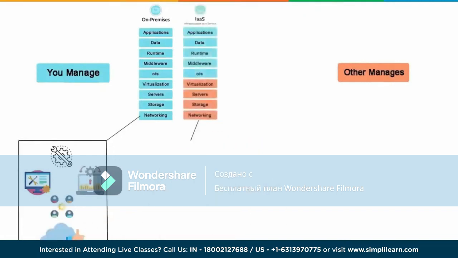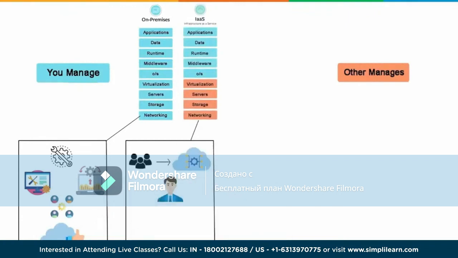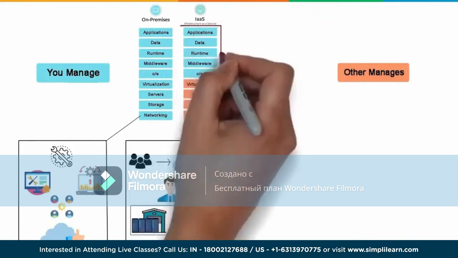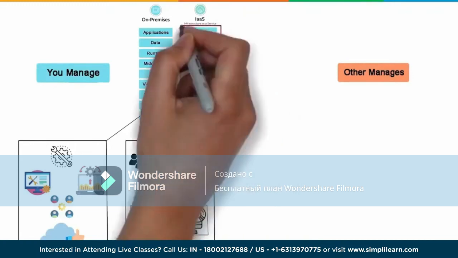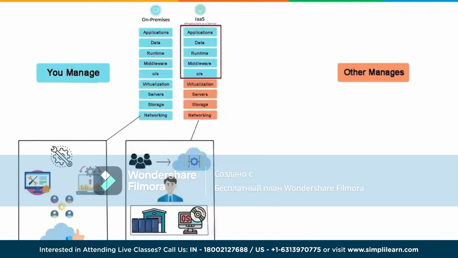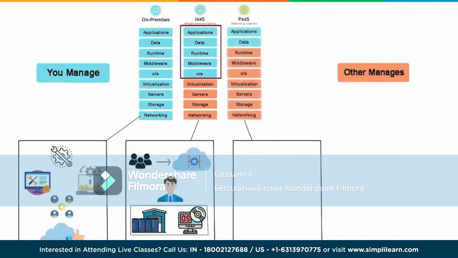IaaS refers to infrastructure as a service. It is a cloud service model where users get access to basic computing infrastructure. They are commonly used by IT administrators. If your organization requires resources like storage or virtual machines, IaaS is the model for you. You'll only have to manage the data, runtime, middleware, applications, and the OS, while the rest is handled by the cloud providers.